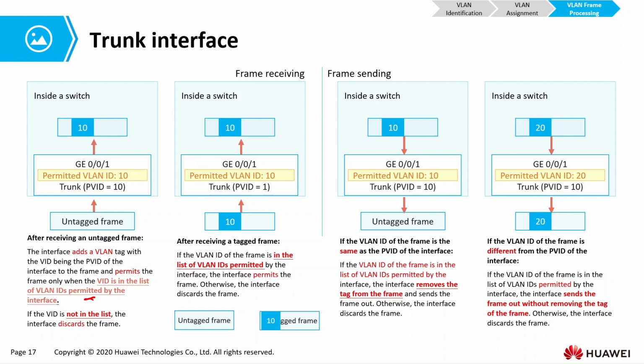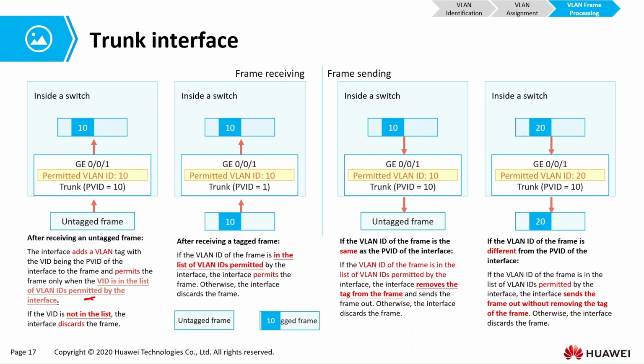VLAN 10 is permitted, right? So I will allow it to pass. The same thing here: when I receive an untagged frame, I will check whether it is permitted or not. If yes, I check whether it is on the list or not. But you remember, for the untagged frame, you are going to add your PVID. Your PVID is 10. So is 10 allowed to pass? Yes. So you add the tag here.